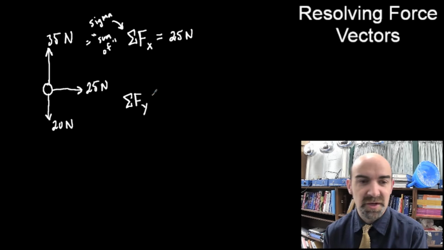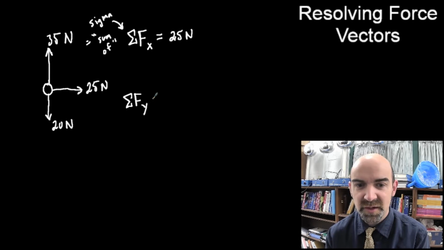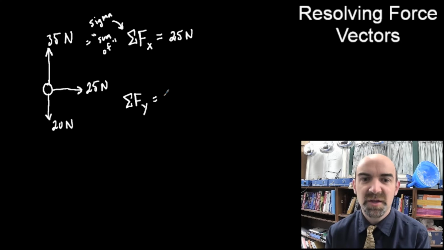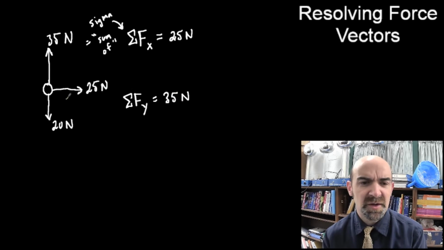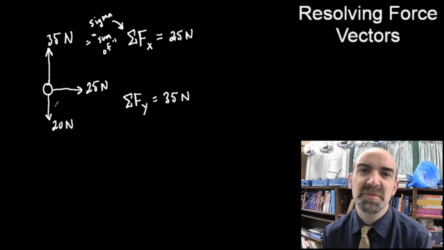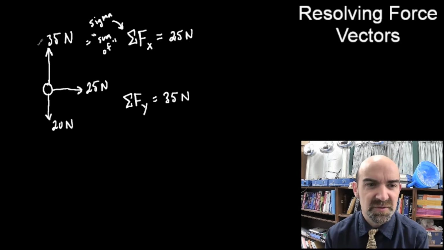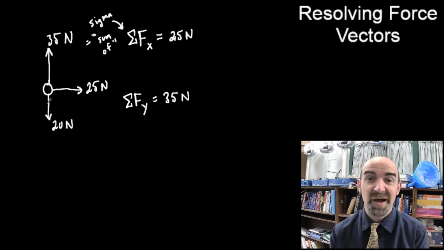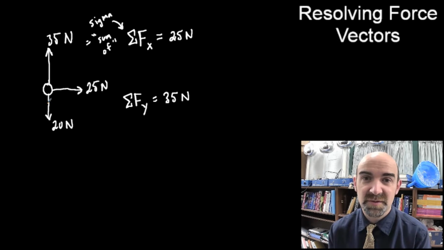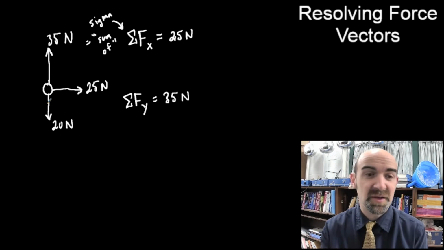Now in the y direction, we've got a little bit different case here. We've got 35 up and 20 down. So we're going to sum those by taking 35 newtons. And now summing usually means adding, but can't you add negative numbers? So we see this 35 newton force is being opposed by the 20 newton force. They're both on the y axis, but they're in opposite directions.